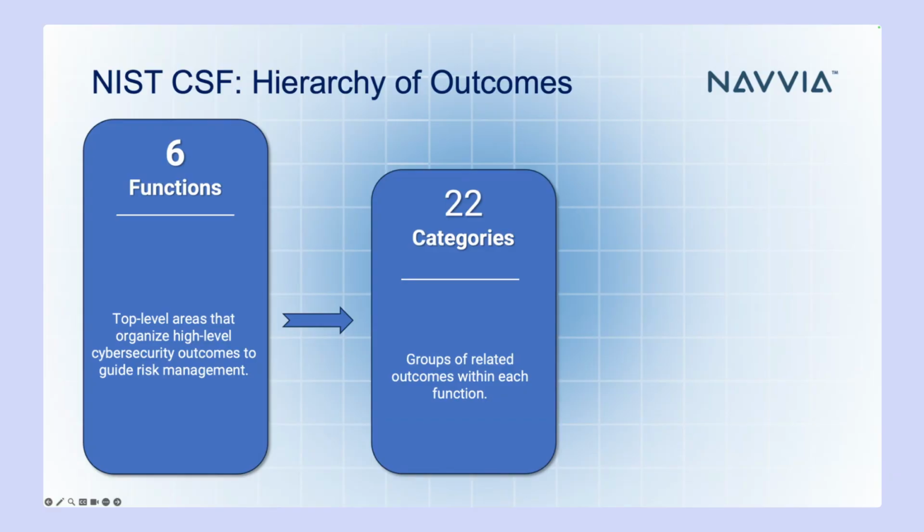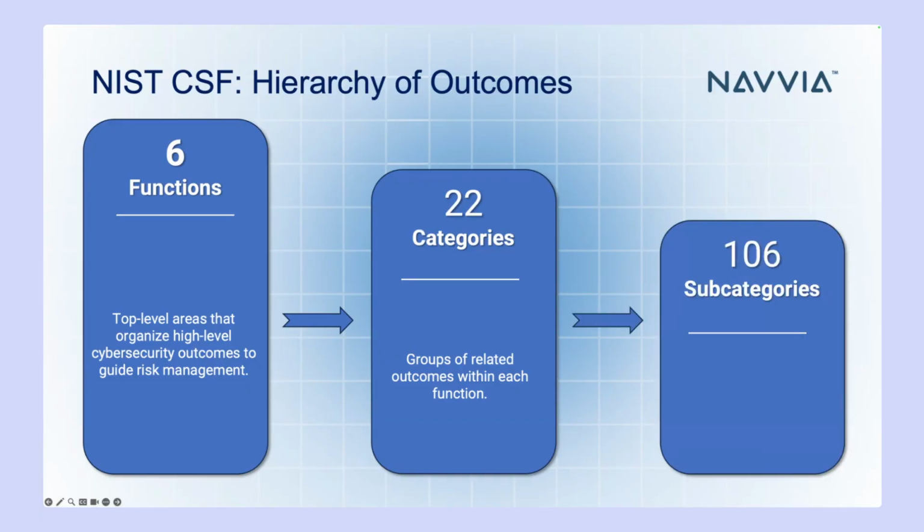If we're talking about asset management, it's all of the outcomes you're trying to achieve from asset management. If you're talking about risk management, it's all of the outcomes you're trying to achieve from risk management, mapped back to the 6 functions. And then there's 106 subcategories. Those subcategories are basically the outcomes. Those are the detailed, actionable cybersecurity outcomes an organization should try to achieve. So 6 functions, 22 categories, 106 subcategories.